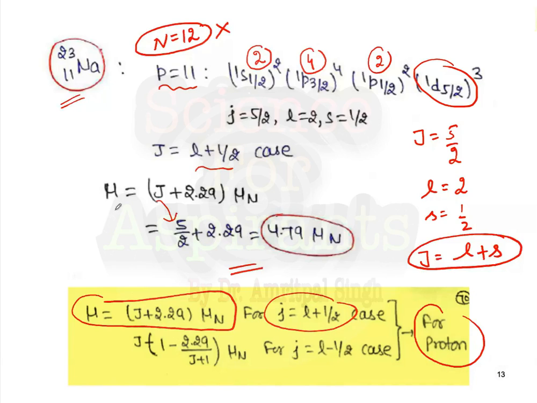So this is how, in order to find the magnetic moment of a proton or neutron, you first need to find the value of J, and then you have to check whether it is a stretched case or a jackknife case. On the basis of that, you can use the particular formula for magnetic moment, and you can find the magnetic moment of the given nuclei.